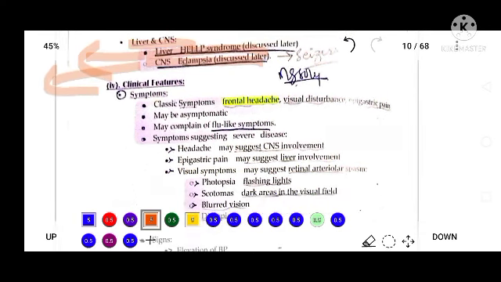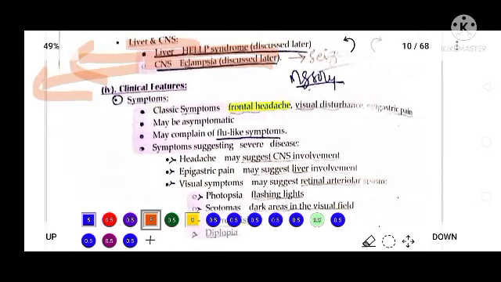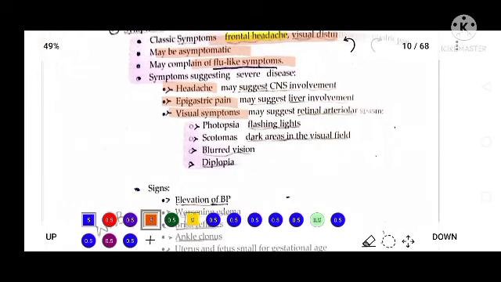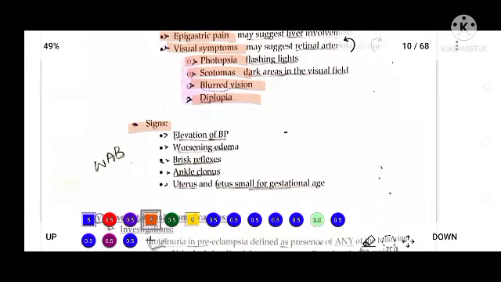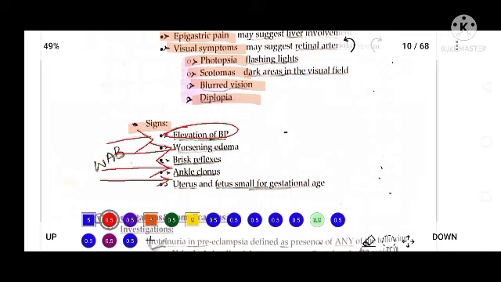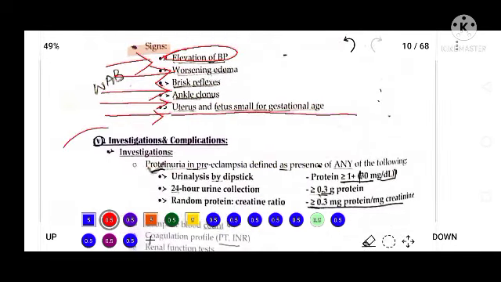In the liver, HELLP syndrome occurs, and in the CNS, eclampsia can develop. Grand mal convulsions can develop. So the clinical features of preeclampsia are headache, may be asymptomatic, flu-like symptoms, gastric pain, and visual disturbance like photopsia, scotoma, blurred vision, and diplopia. The signs of this condition will be elevated blood pressure, worsening edema, brisk reflexes, ankle clonus, and uterus and fetus small for gestational age.